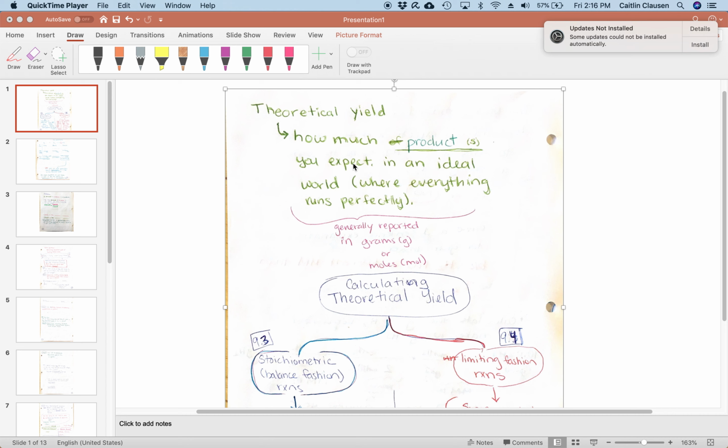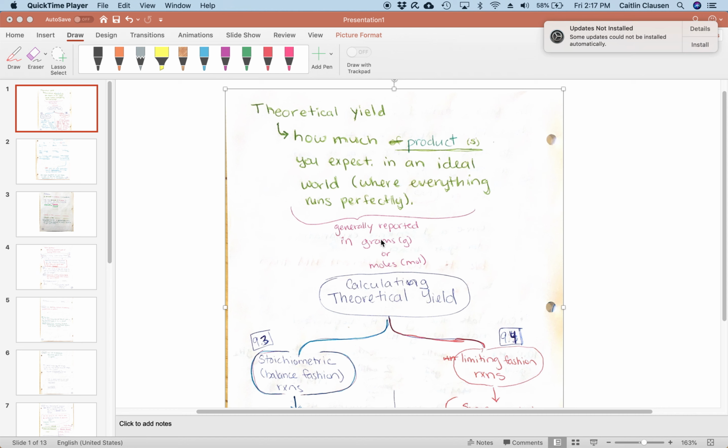Last Tuesday we finished up section 9.2, which went over stoichiometric equations and how to use them to convert from moles of reactant to moles of product. We started talking about theoretical yield, which is how much product or products you expect in an ideal world where everything runs perfectly. Generally they're reported in grams, sometimes in moles.